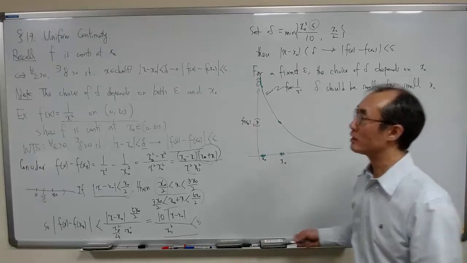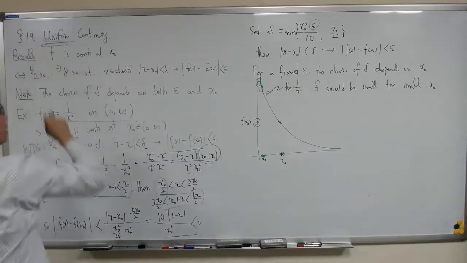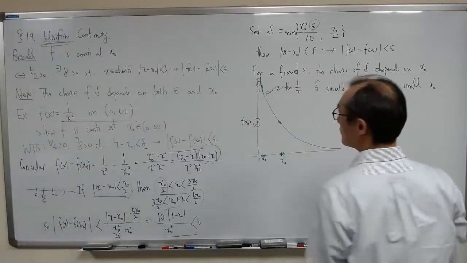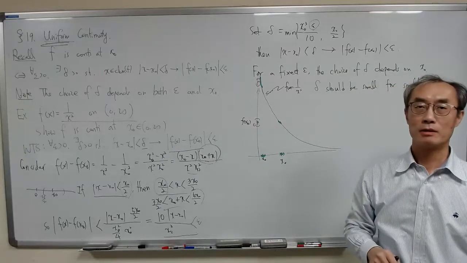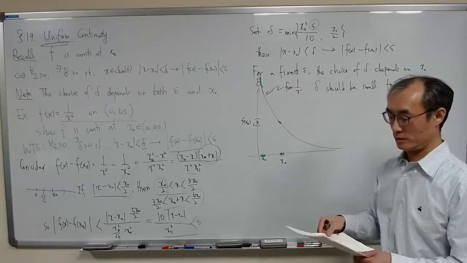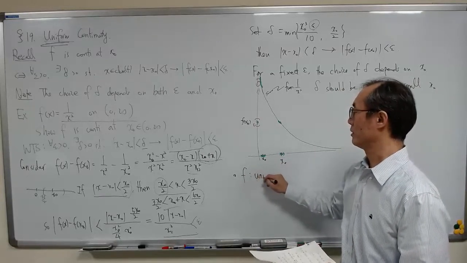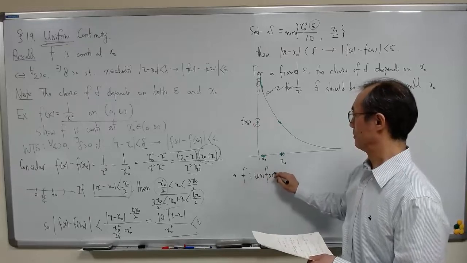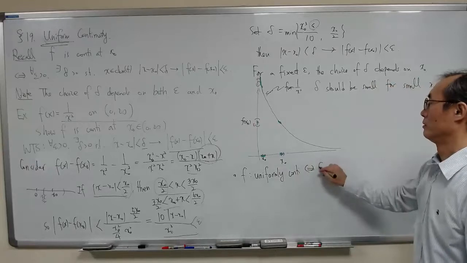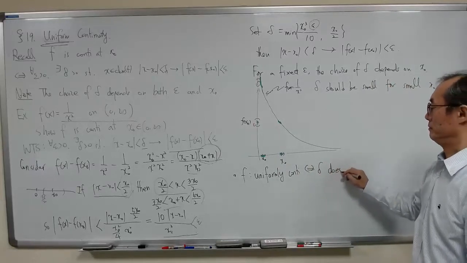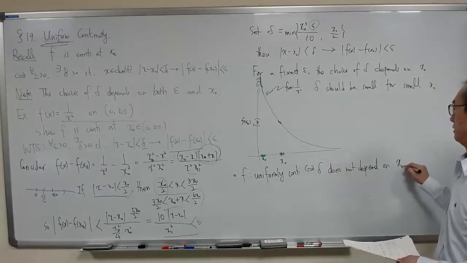And we're going to define the uniform continuity. This uniformity means that the choice of delta is independent of the location x naught. So the idea of uniform continuity: the function f is uniformly continuous. Delta does not depend on x naught.